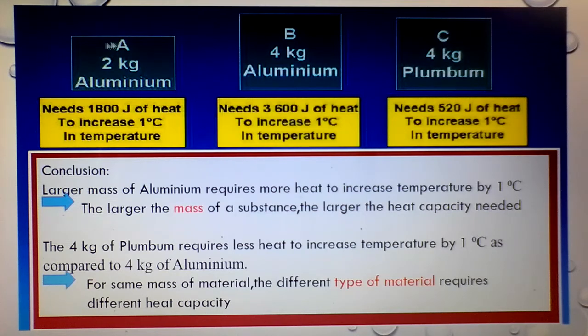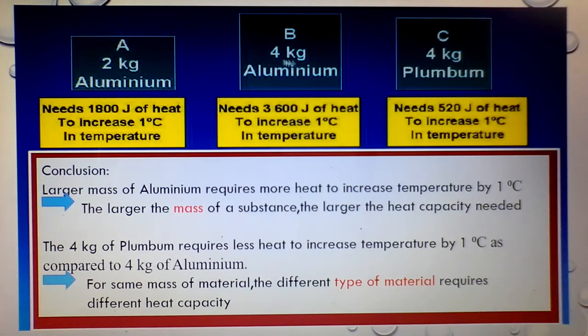Okay, for the first part, let's look at A and B. For the same material, aluminium, but different in mass. As you can see here, based on the observation, we can conclude that larger mass of aluminium requires more heat to increase temperature by 1 degree Celsius. So the larger the mass of the substance, the larger the heat capacity needed. So meaning this 4 kg requires more heat capacity compared to 2 kg aluminium.